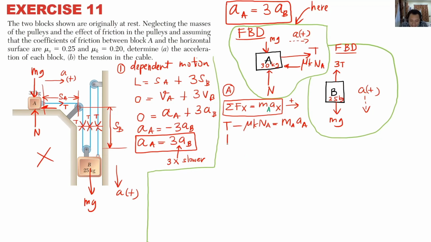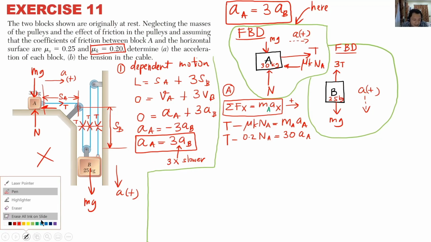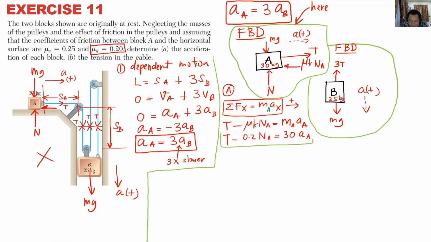Okay, so elaborate. Use mu k, which is 0.2. 0.2 times normal A is equal to, berat dia adalah 30 kilo kali dengan AA. Anything else that we can expand here? Nothing much. This is it, I suppose. This is one of the equations that you need to take care.